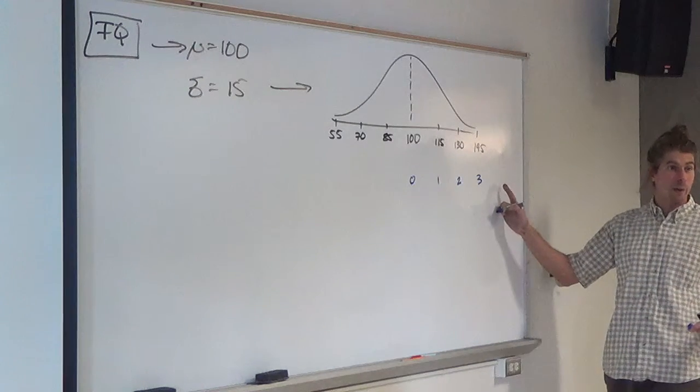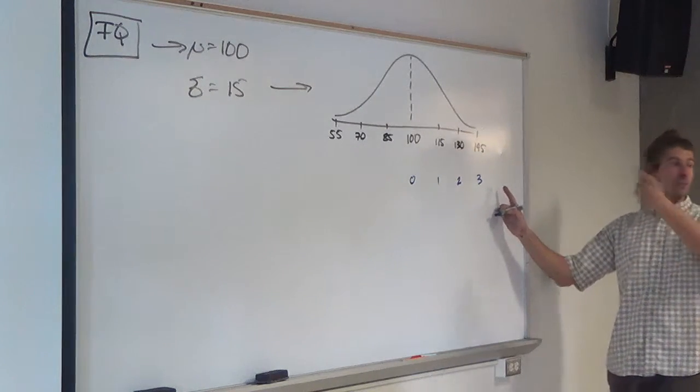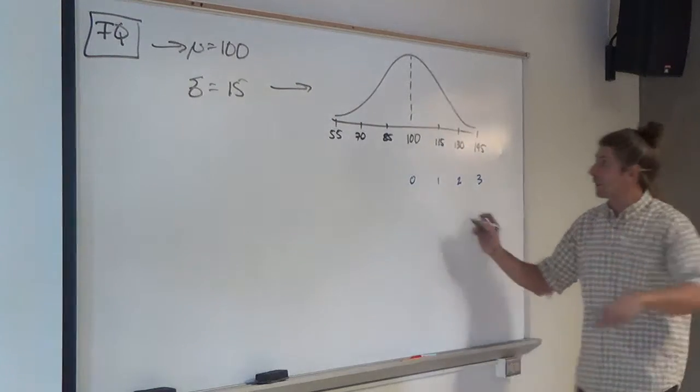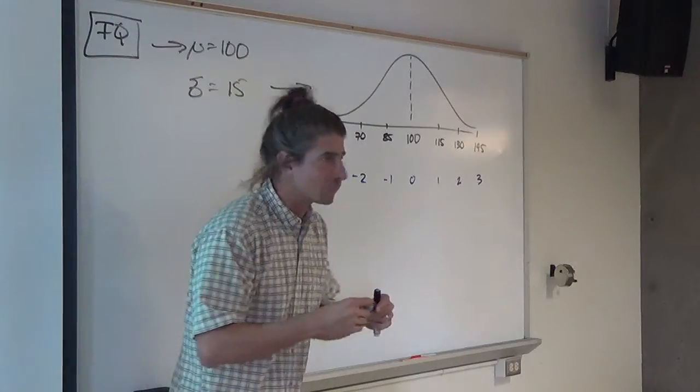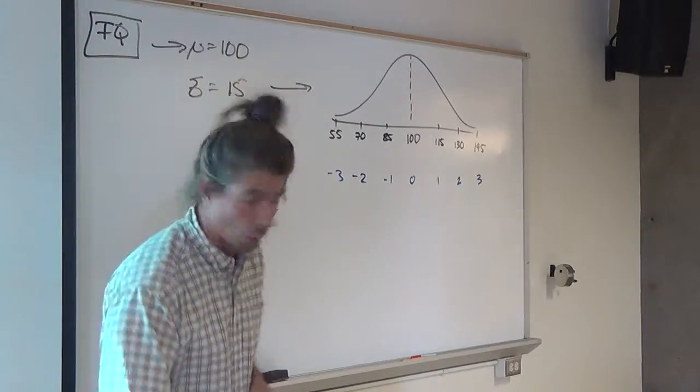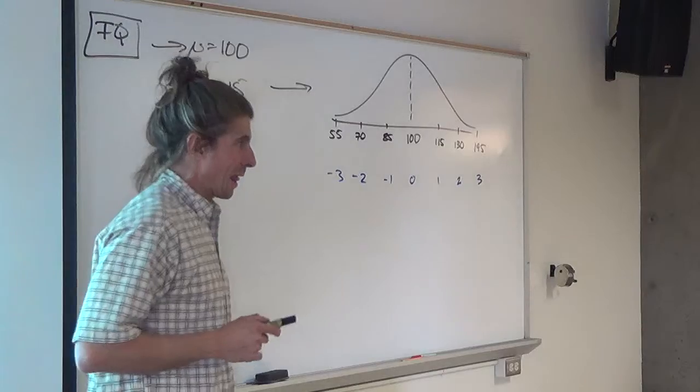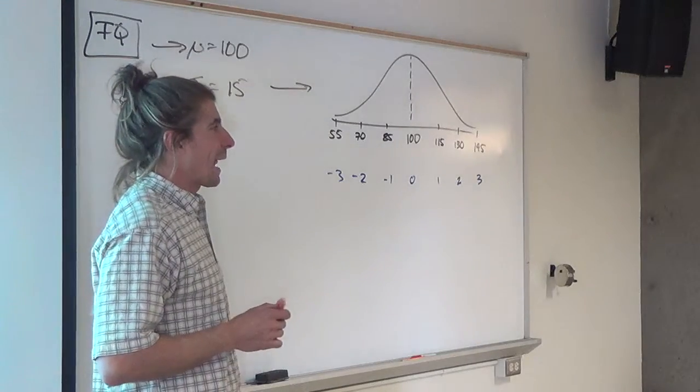Einstein or Hawking would be up here at 4. Einstein might be over there at 5 or 6, and so forth. Down here, -1, -2, -3, and so forth. But the z-scores are also the 55, 70, 85.